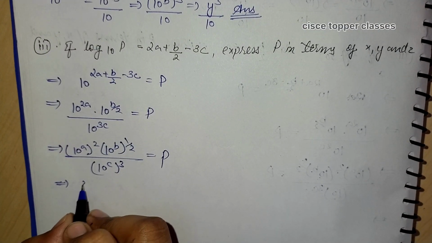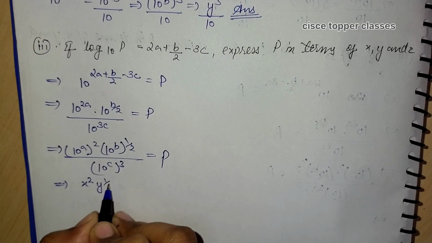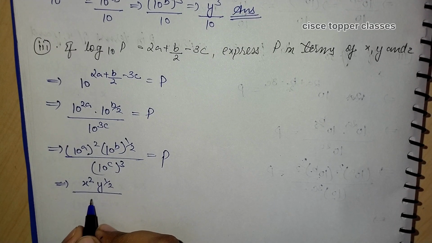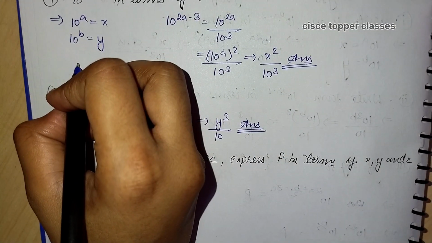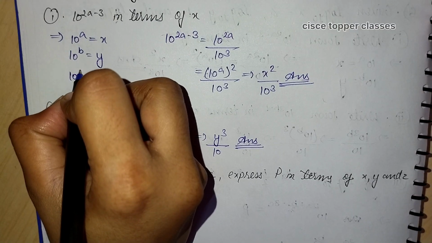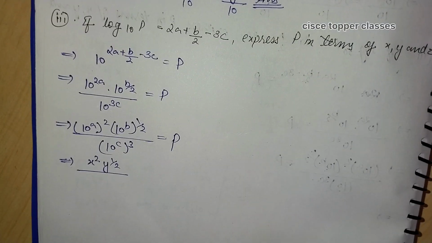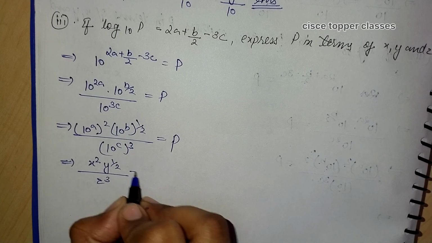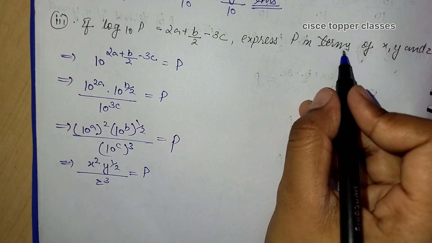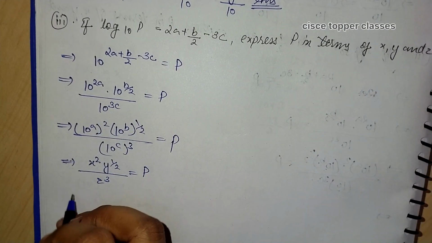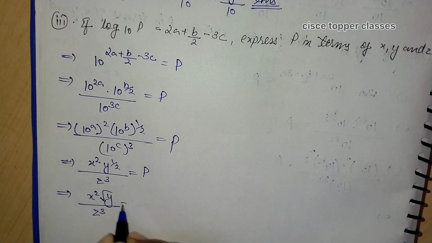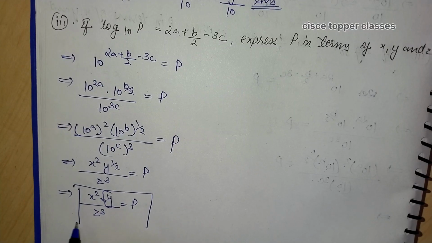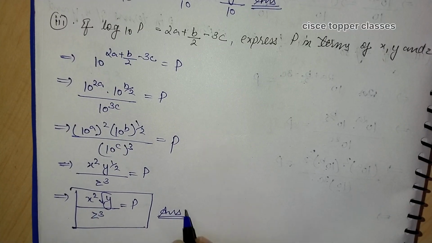So here we can write it as x whole square, y to the power half, the square root of y, and here z as we can write. Here we can write this in exponential form 10 to the power c equal to z. From here, 10 to the power c whole cube is z cube, equal to p. And here we have to express in x, y, z. Hence we can write this as x square under root y divided by z cube is equal to the value of p. So this is the final answer in the sixth question, third part.